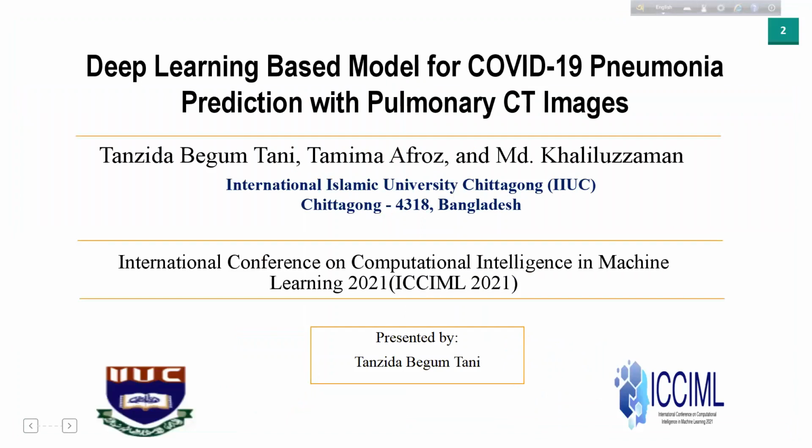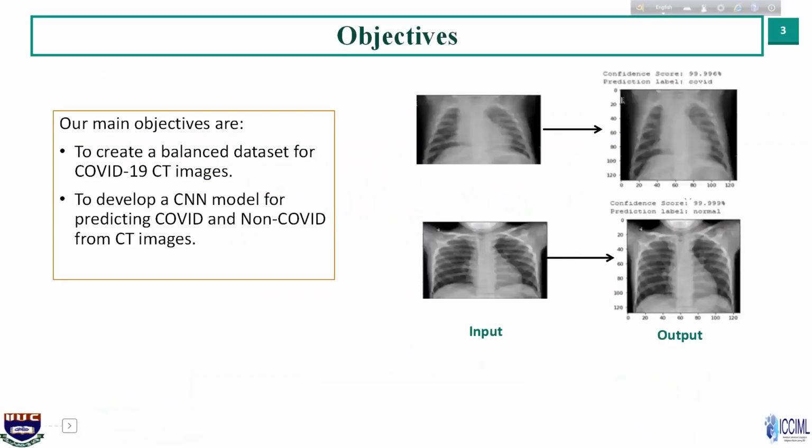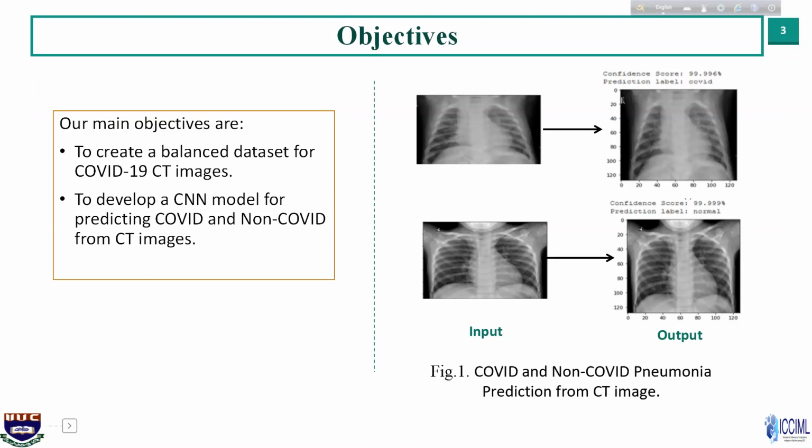I'm here to talk about our work, a deep learning based model for COVID-19 pneumonia prediction with pulmonary CT images. Here are our objectives. Our main objectives are to create a balanced dataset for COVID-19 CT images and to develop a CNN model for predicting COVID and non-COVID from CT images. We take CT images as input and we get our desired output.